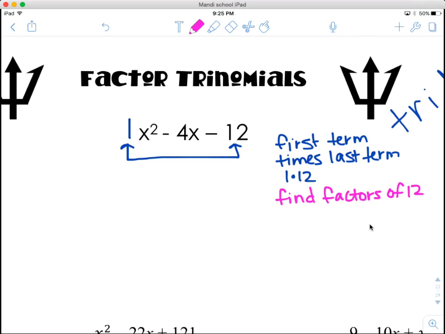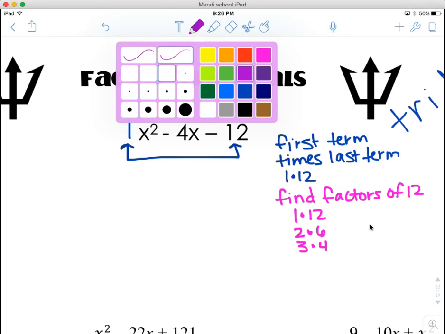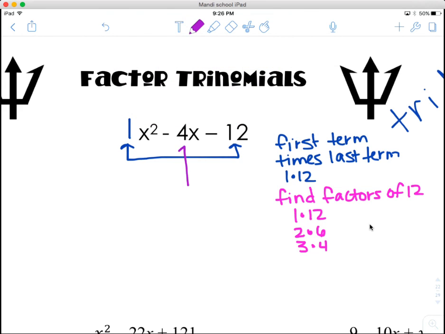So the factors of 12 are 1 times 12, 2 times 6, 3 times 4. We are looking for the factors that will add or subtract to make 4. So if you pick 2 and 6, and you add 2 and you subtract 6, you would get a negative 4.